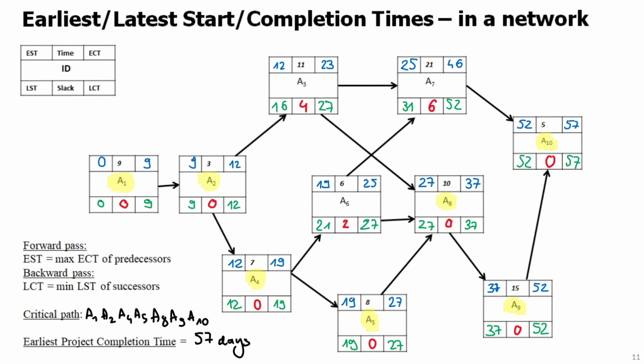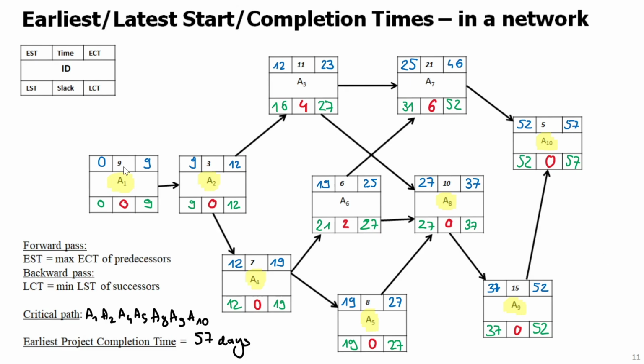Why is the critical path so important? Well, the length of the critical path, you will see, is exactly equal to the earliest project completion time. What I mean by this is that if you take the activities on the critical path, take their durations, 9, 3, 7, 8, 10, 15, and 5, and you add them together, you will discover that the total duration of those activities is exactly 57 days. So this is the reason why the project's earliest completion time is 57 days.